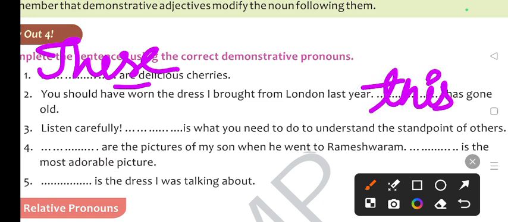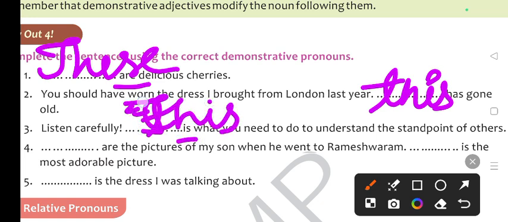Okay, now the next, listen carefully. This is what is here. A singular verb is required, so we'll write here this. Okay, this is what you need to understand the standpoint of others. Listen carefully. This is what you need to do to understand the standpoint of others.